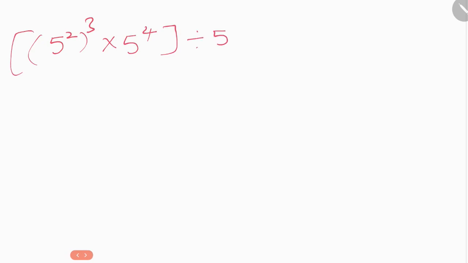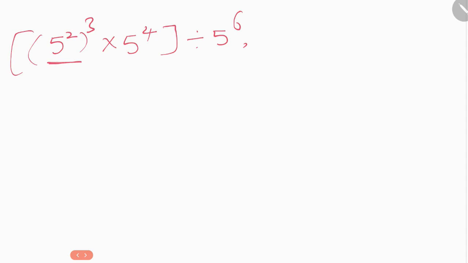The first one is 5 square whole power 3 into 5 power 4 divides 5 power 6. This is the problem given. Simplify this, that is the question. Now how can we simplify this? First you see here 5 square whole power 3 is there. This we have to simplify first.